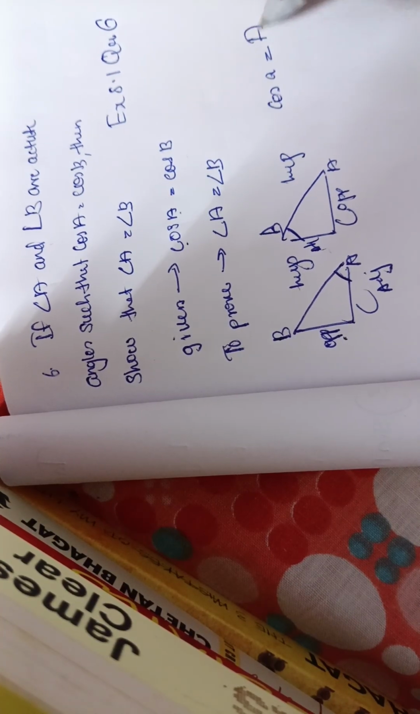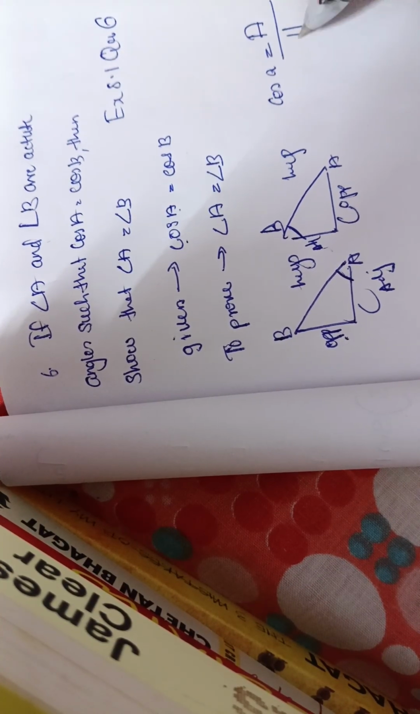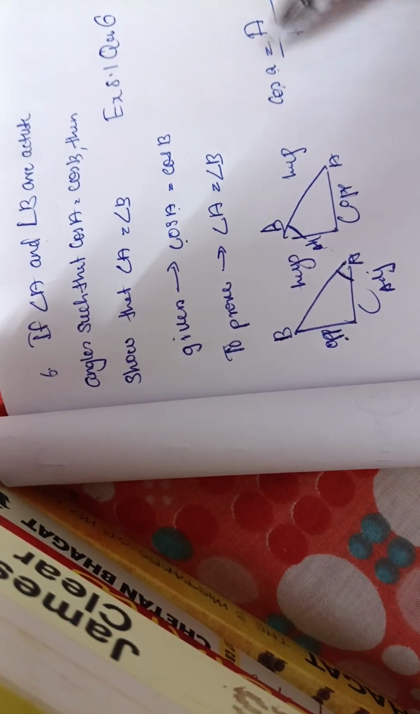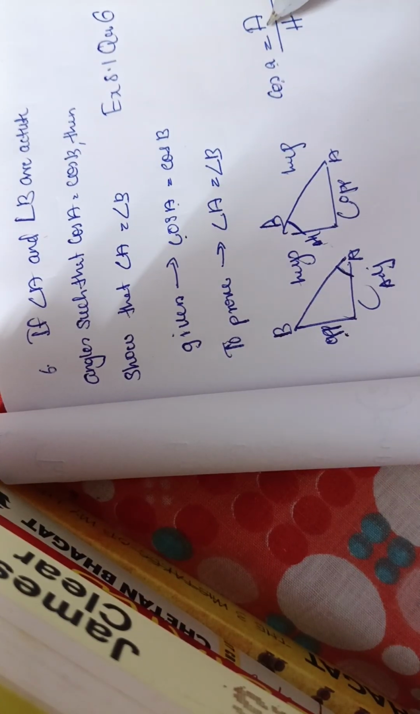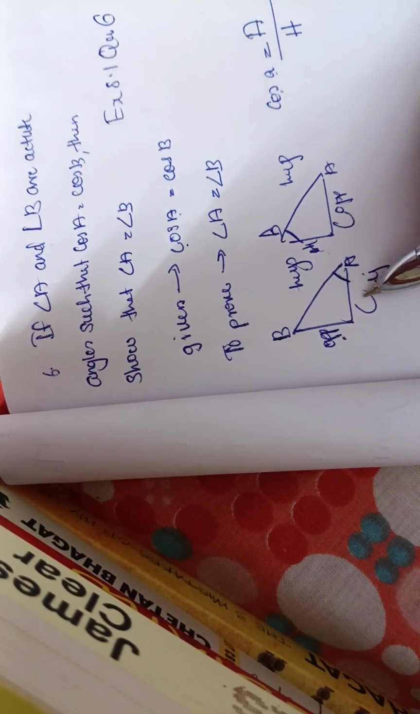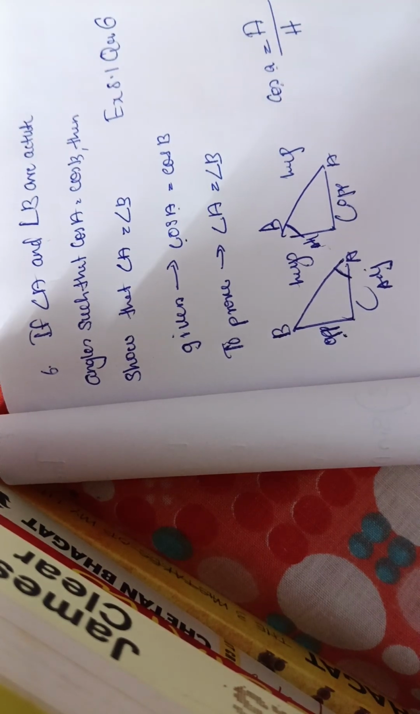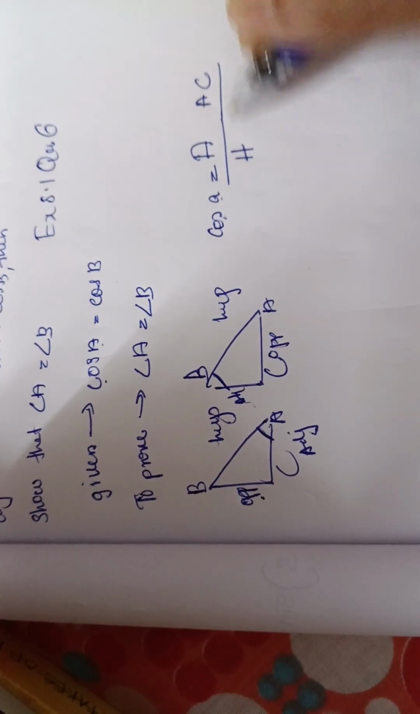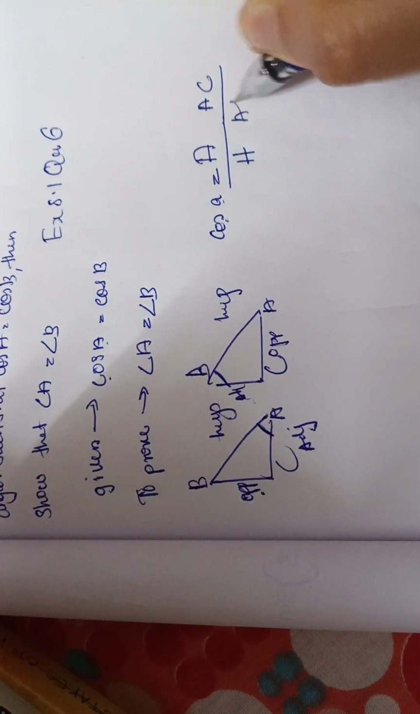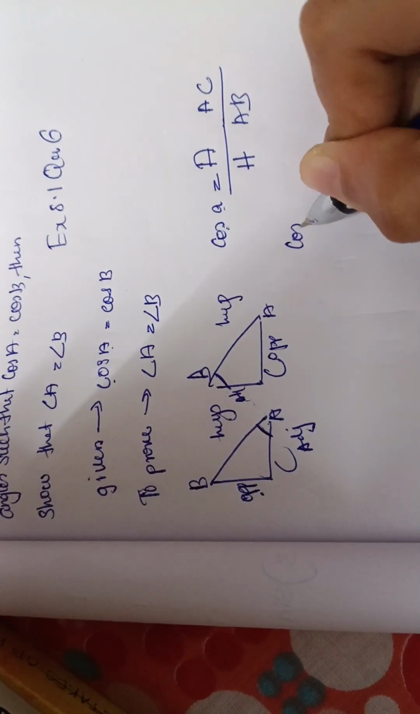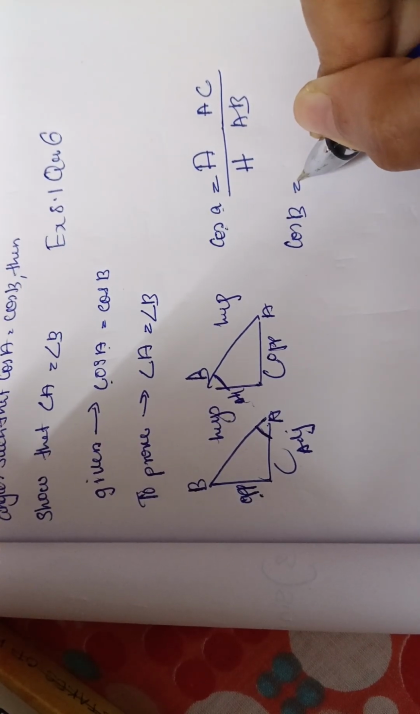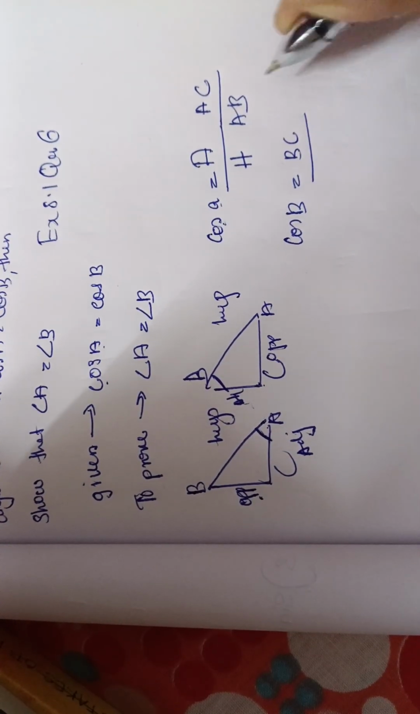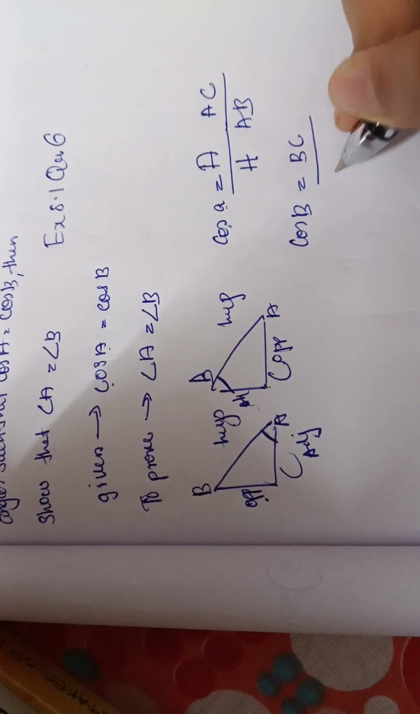The equation for cos is cos A equals adjacent by hypotenuse. So in cos A, in this first triangle, adjacent side is AC. And hypotenuse is AB. So in the second triangle, cos B equals adjacent by hypotenuse. Here adjacent side is BC and hypotenuse side is AB.